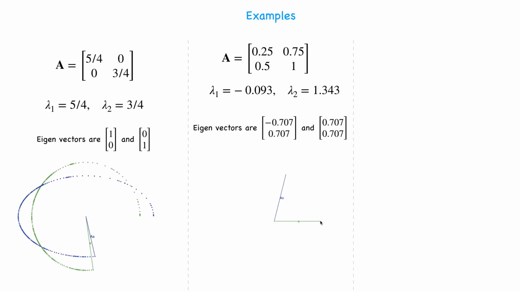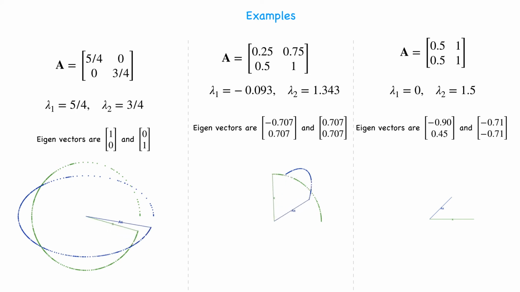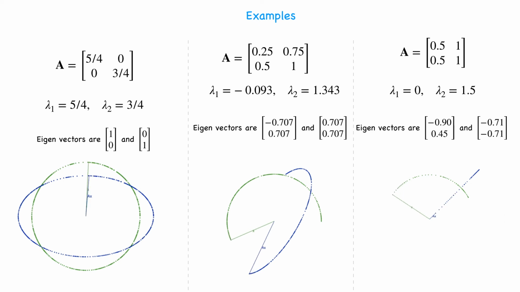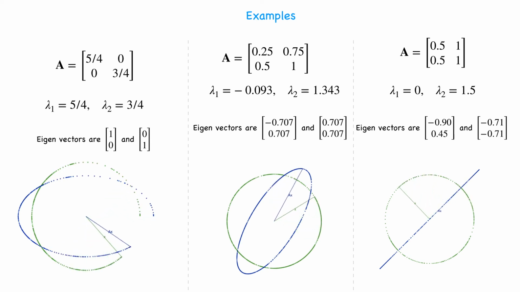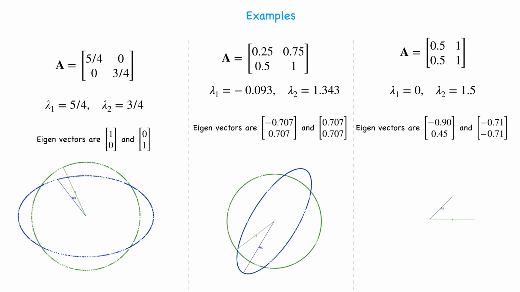Let me show it once again. As you can see here, there is no expansion in the direction of the first eigenvector because its eigenvalue is 0, whereas the second eigenvector has sufficient magnitude, so it forms a line instead of an ellipse. So these are three cases which illustrate the usefulness of eigenvalues and eigenvectors.